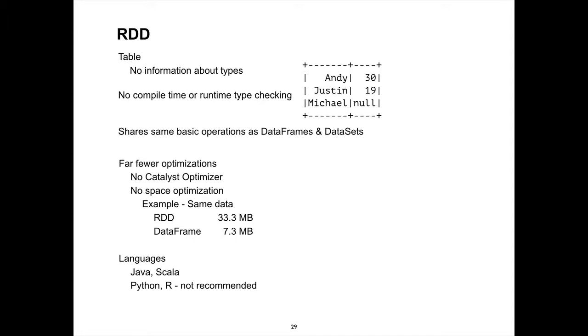There's no space optimization either. In one example I came across, using the same data set, loaded into an RDD, it took 33.3 megabytes. Loaded into a DataFrame, it took 7.3 megabytes. Why? Well, because there's a schema associated with it, and the optimizer at runtime can optimize the layout of the data, right?